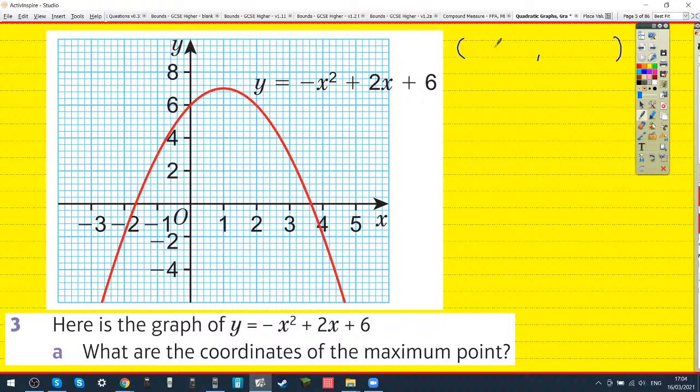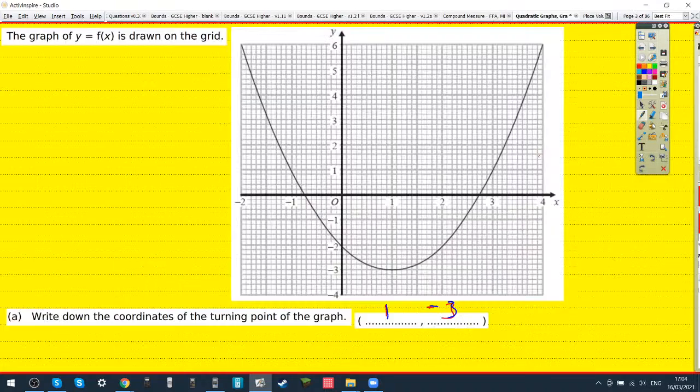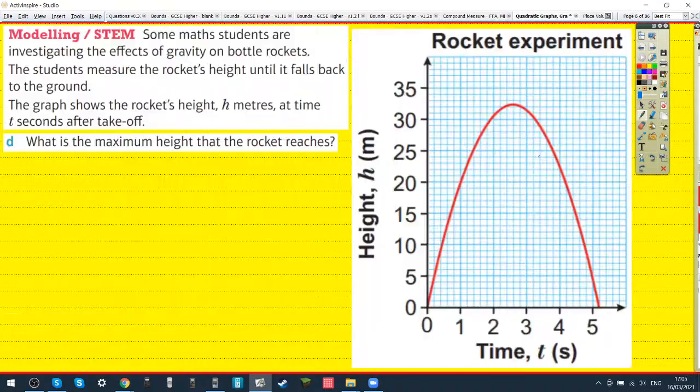Is the maximum point same as the turning point? Yep. Okay, so that should be 7, 1. Other way around. 1, 7. Yeah, so this was a minimum, the lowest point on the graph, and this is maximum, highest point.